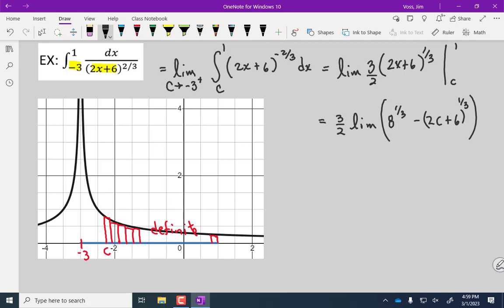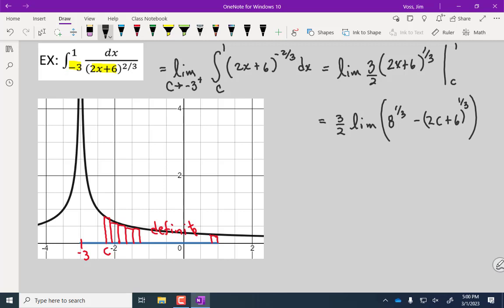Before we even think about evaluating this limit, what is the power on the x in the denominator? 2/3. 2/3 is the overall power on the x in the denominator. So are we expecting a vertical tail to be finite or infinite? Finite. If we have a fractional exponent, we're going to have convergence vertically and divergence horizontally. If you have a power of x in the denominator that's bigger than 1, you have convergence horizontally and divergence vertically. So we are expecting to get convergence because that power is less than 1. Okay, let's see if we do.